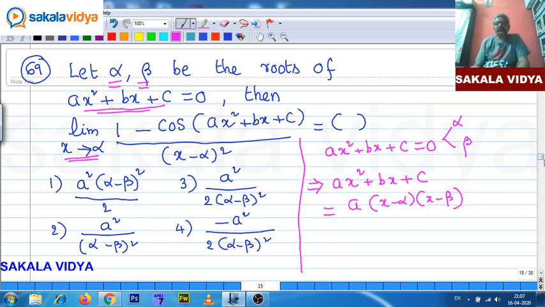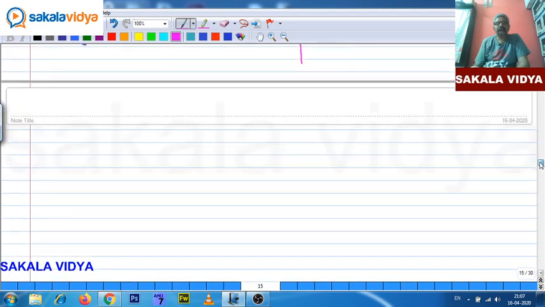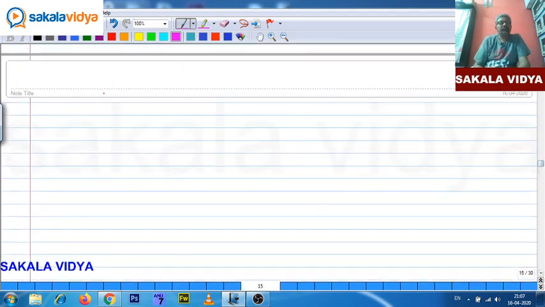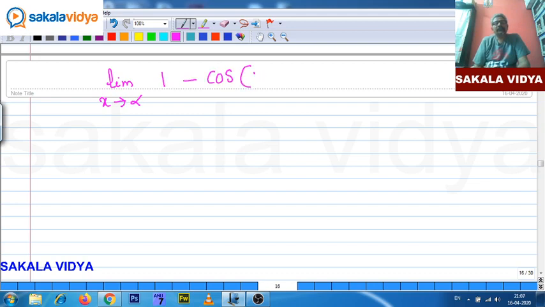So let us go for the question now. See, what is the question now? Limit x tends to alpha, 1 minus cos of a x square, means we can write a times (x minus alpha) into (x minus beta), upon, what do we have, (x minus alpha) whole square.